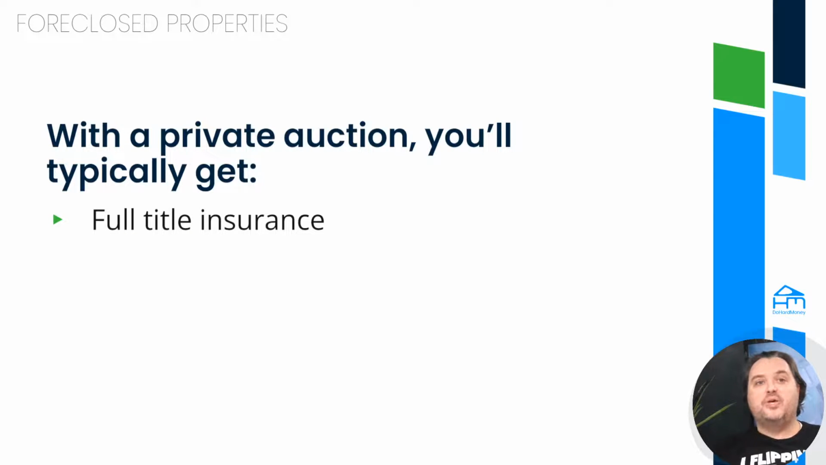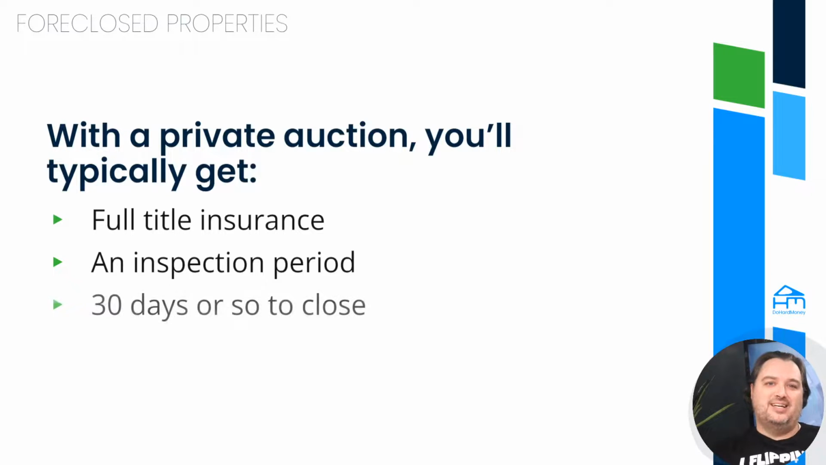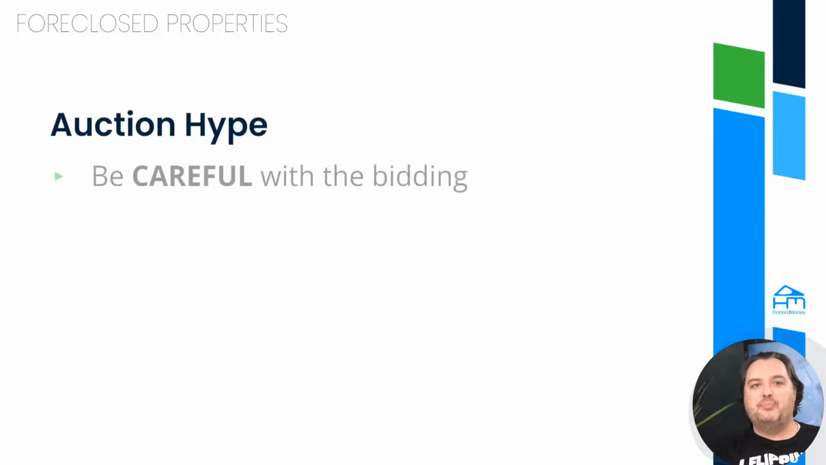Here's the good news with private auctions. Unlike public auctions, you get full title insurance. You get an inspection period. You're able to get in the home and actually look at it, whereas with a foreclosure sale, the bank doesn't own the property yet. The prior owner does. They own the property after the foreclosure sale. But even then, they have to get the owners out of the property, which lots of times includes an eviction. You get 30 days or so to close, so you have some time to make that happen.